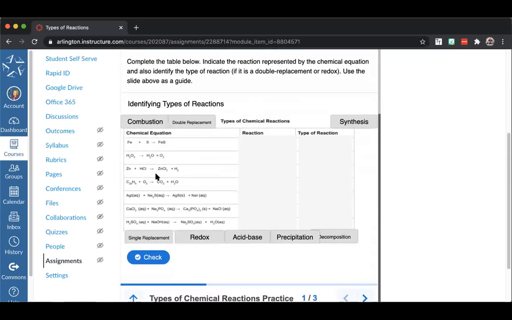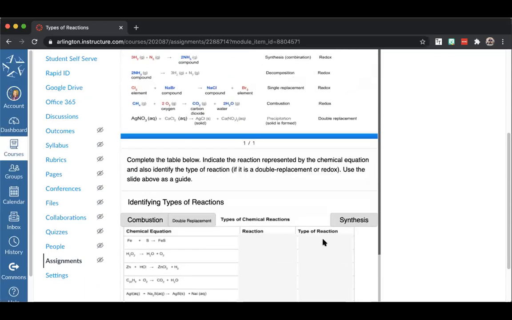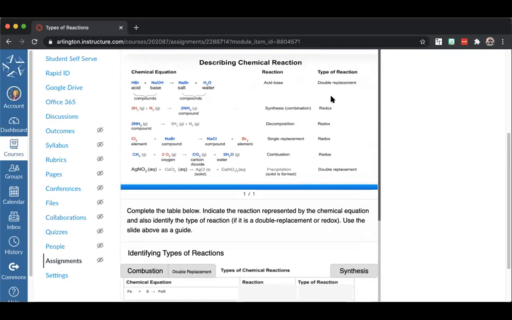Down here, it has a list. There are several, let's see, what is there? 1, 2, 3, 4. There's 7 different chemical equations. You're telling me, so reaction is this first column. Okay, so reaction is where you're telling me is it acid base, synthesis, decomposition, single replacement, combustion, or precipitation. And then under the second column, type of reaction, that's where you're telling me which of the main 2 types. Is it double replacement or is it redox?